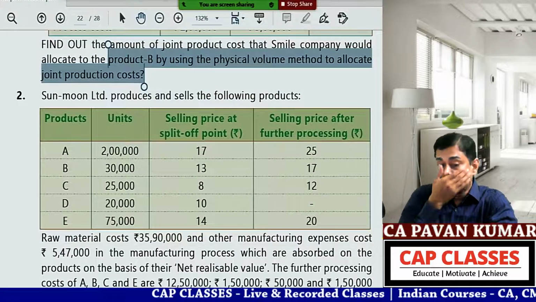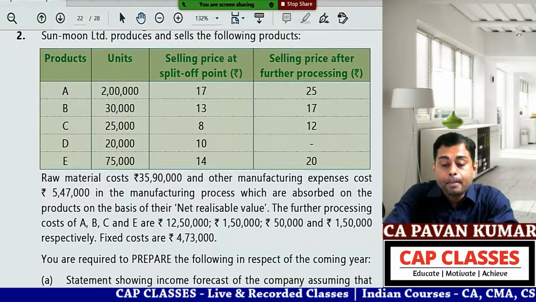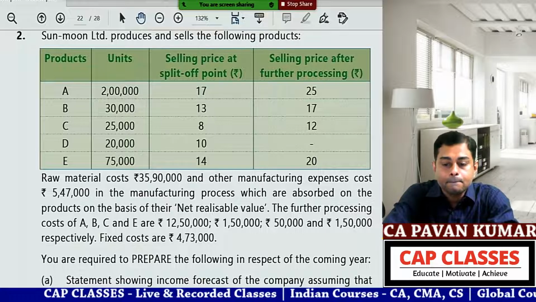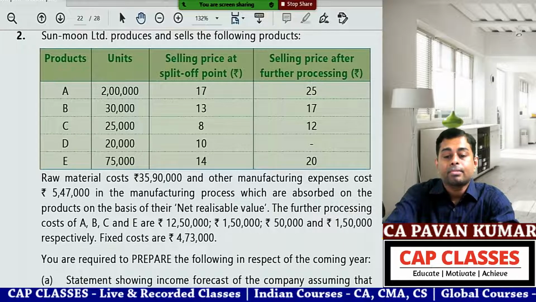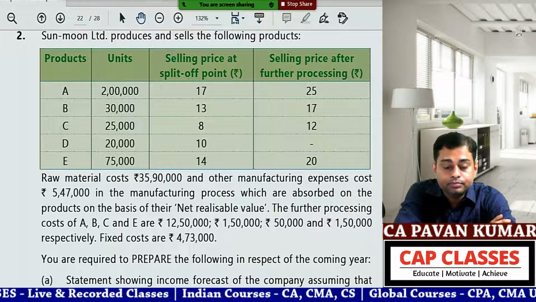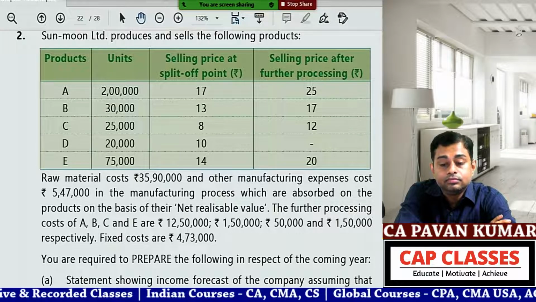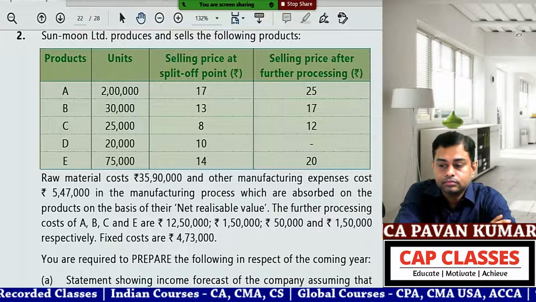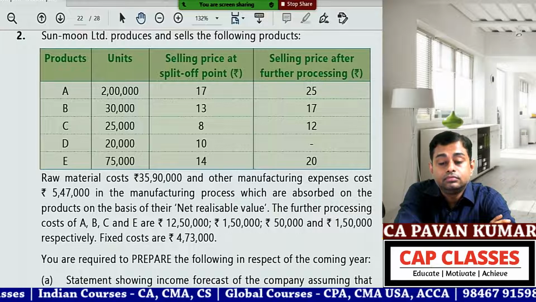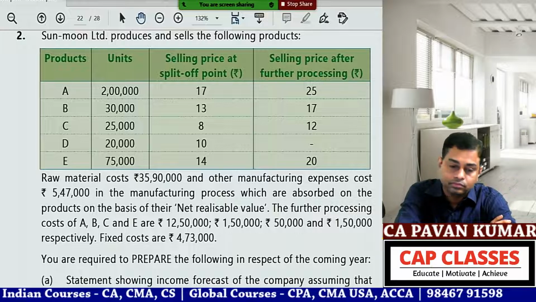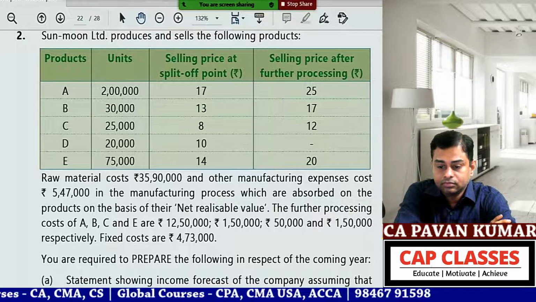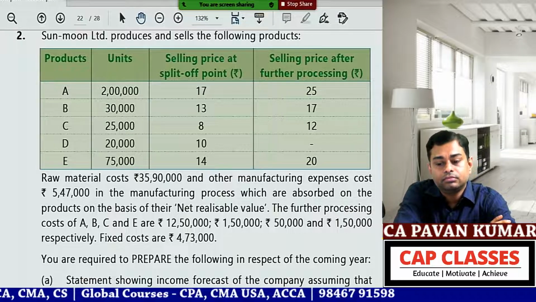Okay, problem number 2. Read. Sun Moon Limited produces and sells the following products. Product A 2 lakh units, selling price at split-off point rupees 17, selling price after further processing rupees 25. Product B 30,000 units, at split-off 13 rupees, after further processing 17 rupees. Product C 25,000 units, at split-off 8 rupees, after further processing 12 rupees. Product D 20,000 units, at split-off 10 rupees, after further processing nil. That means for Product D there is no further processing.